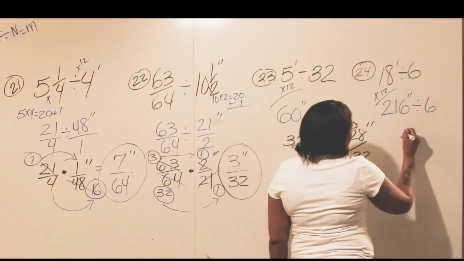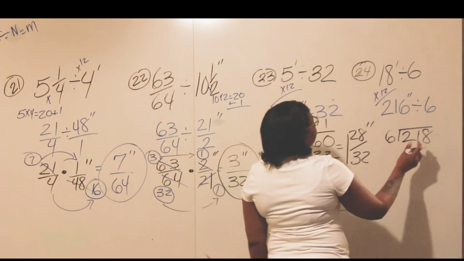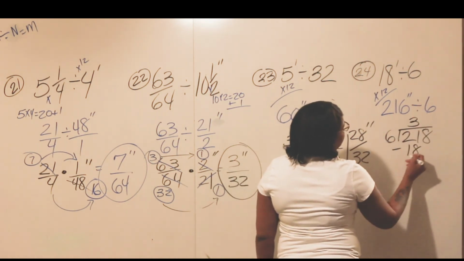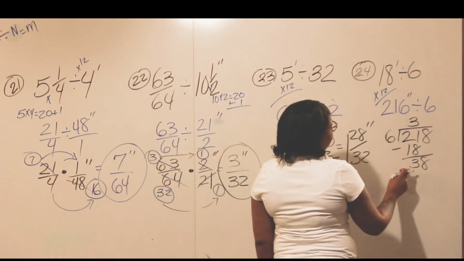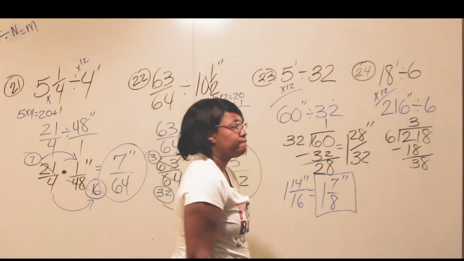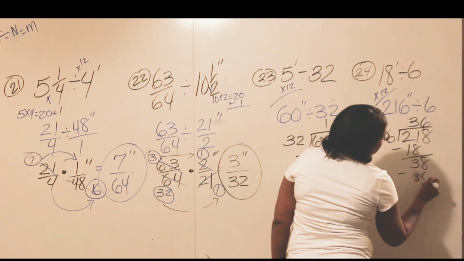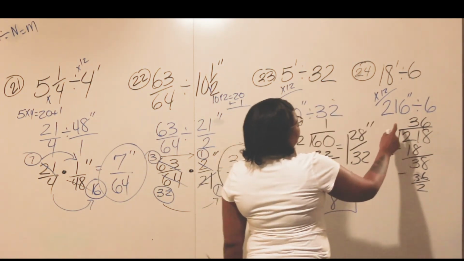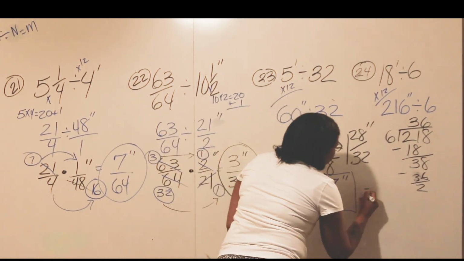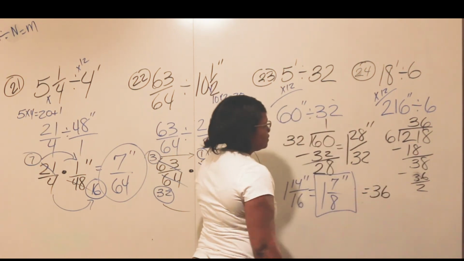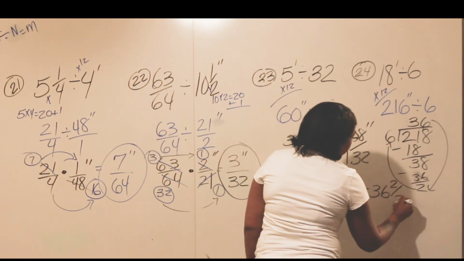So we got 6 goes into 216. 6 goes into 21 3 times. 3 times 6 is 18, leaving 3. Then 6 goes into 36, 6 times. 36, with nothing left over. This 36 represents what? Inches. So now I have 36 inches.